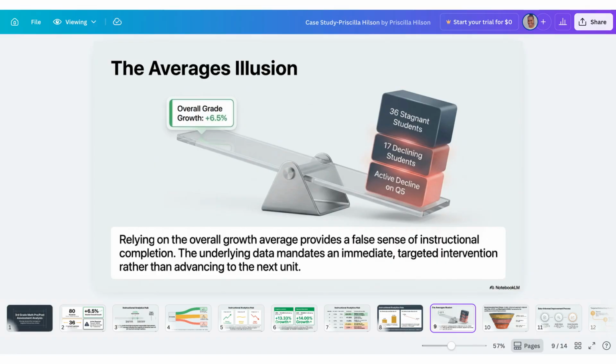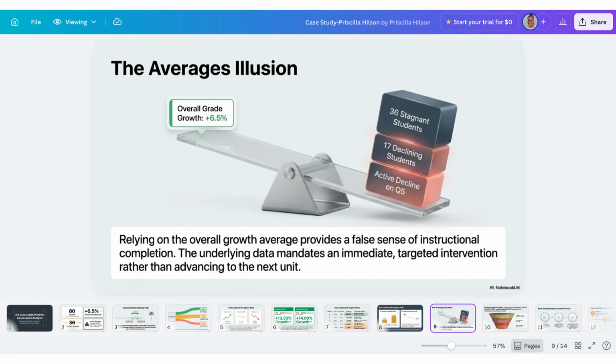So the averages illusion. You have to avoid the averages illusion. While the 6.5% overall growth looks like progress, it provides a false sense of instructional completion. The underlying data, specifically the 53 students who either stagnated or declined, mandate an immediate targeted intervention rather than advancing to the next unit.